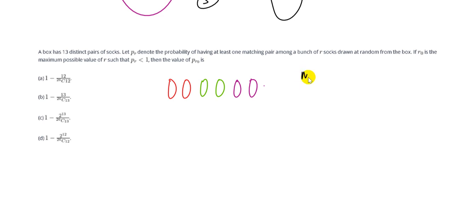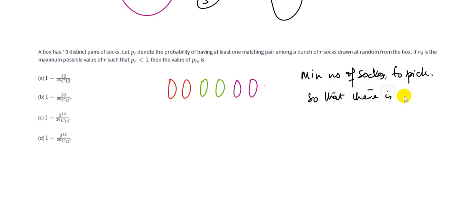So understand my question: minimum number of socks to pick so that there is a guarantee of at least one pair. What is the number of socks that I should pick? Is it one sock, two socks? I can pick 1, 2, 3, 4, 5, 6. Obviously, if I pick all six, there will be at least one pair. But if I pick one, obviously I don't get a pair. If I pick two, I may or may not get a pair. So there's no guarantee. My question is, what is the minimum number of socks so that there is a guarantee of at least one pair? Now have you understood?